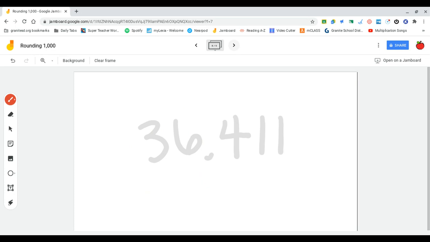In my next one, ones, tens, hundreds, underline the thousands, circle next door. This digit will stay the same. The 4 will tell it to round down, so I don't need to add 1 more. So the 6 will stay the same, my comma, and then everything else will turn to zeros, 36,000. Okay, and that is the end.